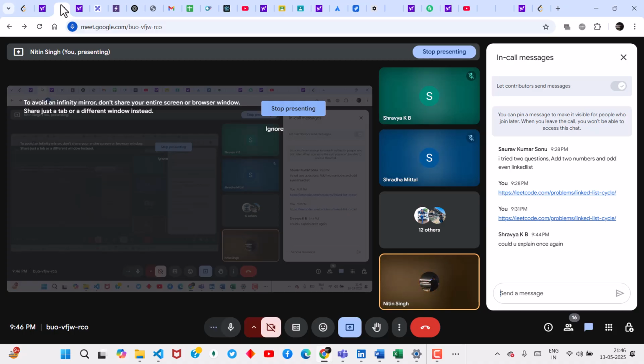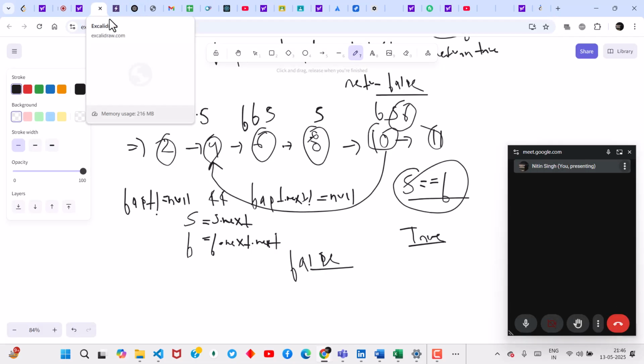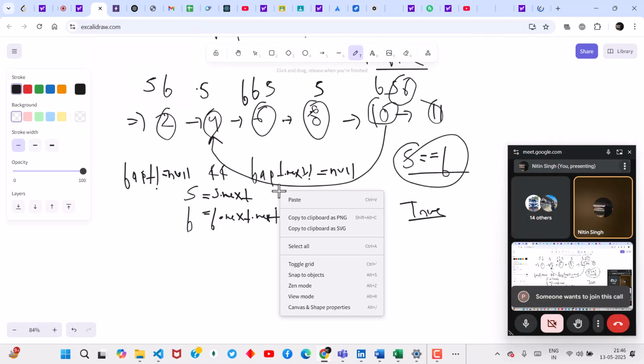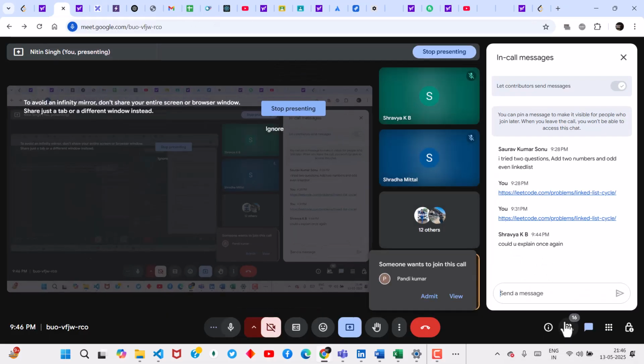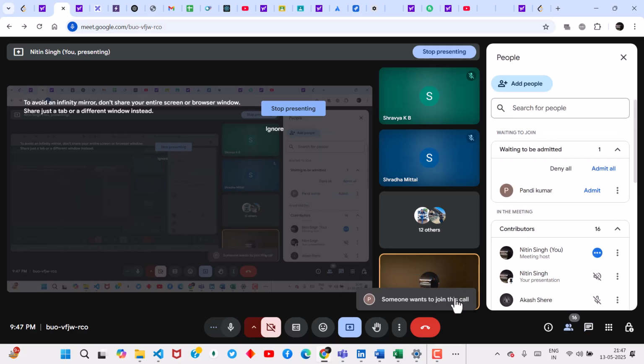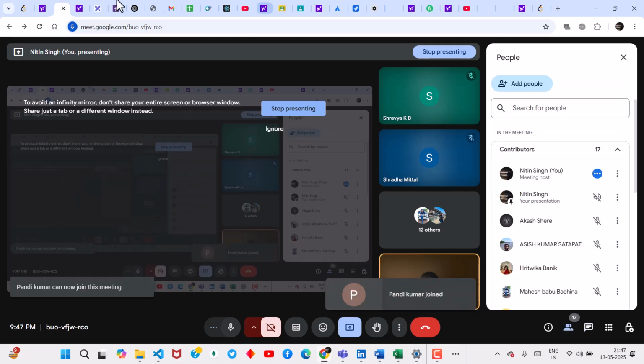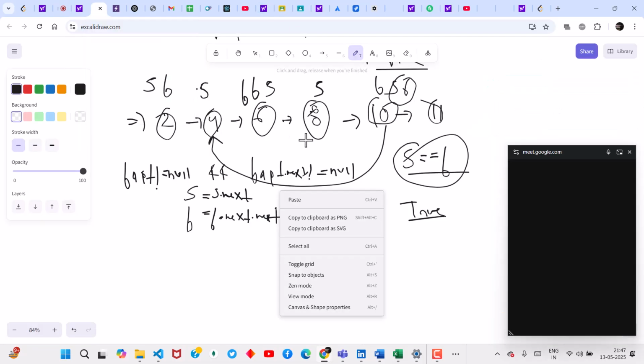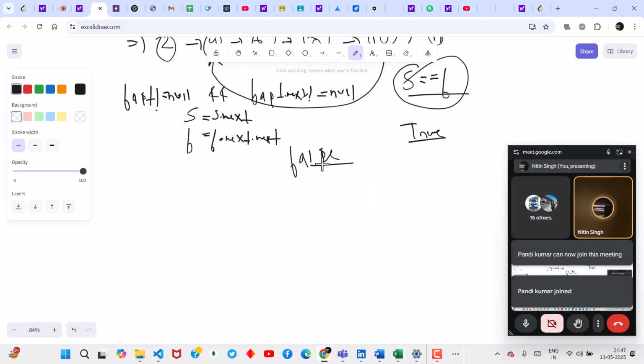Shravya, do you want me to explain again after this also? Yeah, it's a bit confusing, like how S will become equal to F. Okay, so now see here. So what I have to do, Shravya, someone just joined. Okay, so what we have to do, Shravya, see here.